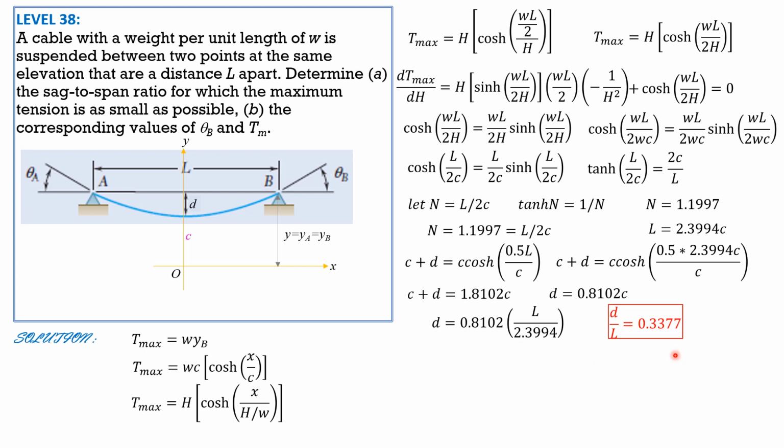Then for the value of theta B, tangent of theta B is the vertical component of tension over the horizontal component of tension. It is also equal to S over C. Since S is C sinh of X over C, and X is 0.5 of L, then 0.5 of L over C is 2.399 C over C, so we can cancel C. So S can now be expressed in terms of C, which is equal to 1.5089 of C.